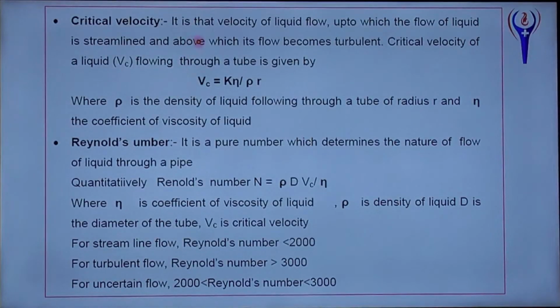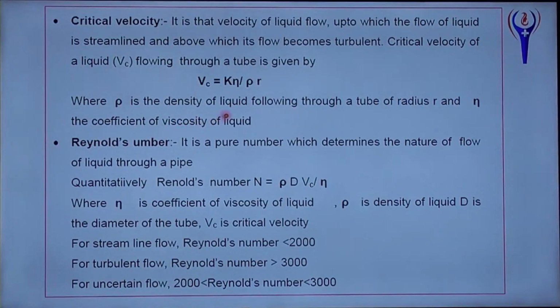And critical velocity is the velocity of liquid flow up to which the flow of liquid is streamlined and above which its flow becomes turbulent. That is a critical velocity at which turbulent flow can be converted into streamlined flow or streamlined flow can be converted into turbulent flow. Formula: Vc equal to K into eta by rho into r.